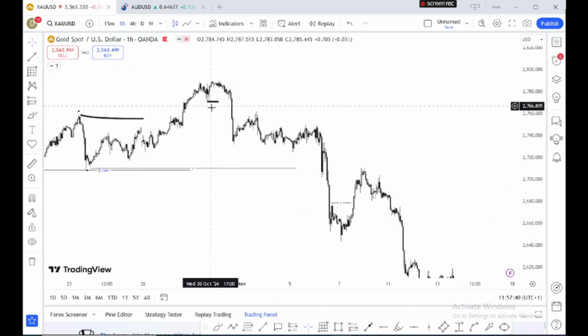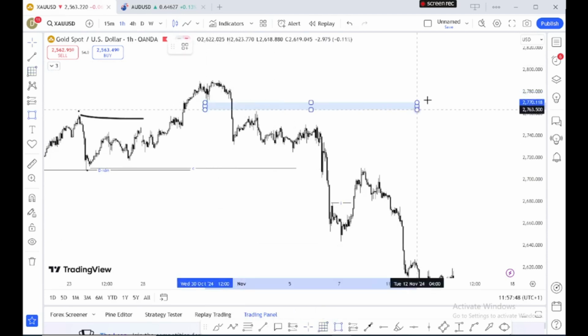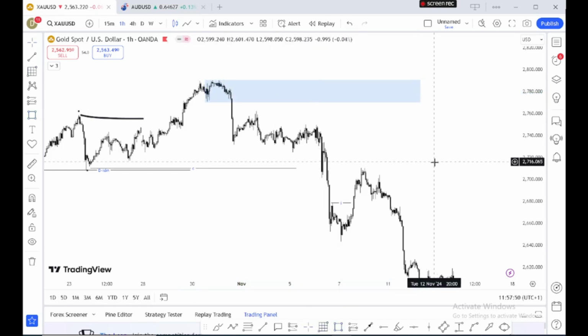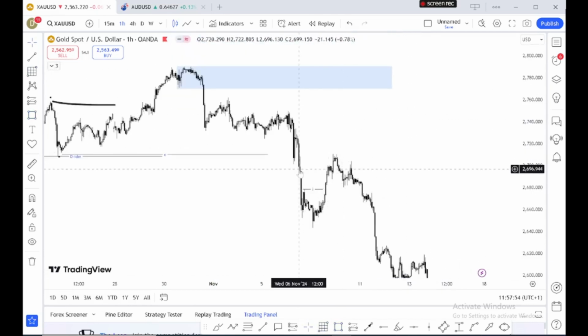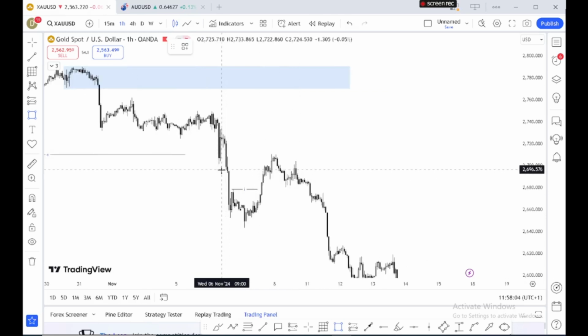Me personally, this is where I will be waiting for the market to come to before I can sell, because market has given me change of character in 1 hour. So this is where I want the market to come to, but unfortunately market just mitigates this other block, this one, because it's the only other block here, immediate other block here with fair value gap. So I think market mitigates.